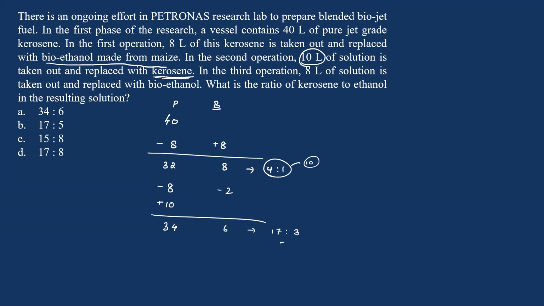Clear, guys? Now, what is the question talking about? The question is now talking about the third operation, where 8 liters is taken out and replaced with bioethanol altogether. Now, if you want, we can do this also. So 8 liters is taken out. So we can write 17 by 20 of 8, minus 17 by 20 of 8, and I'm adding 8 back. So if I want to simplify, sorry, this is 3 by 20 of 8.